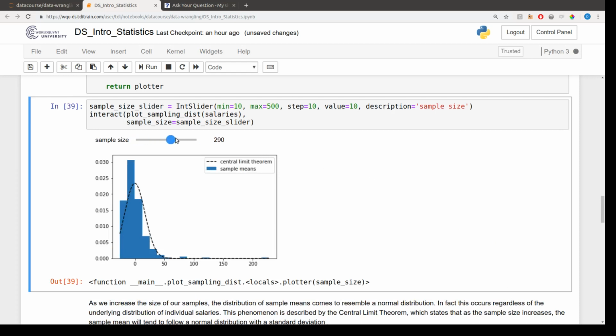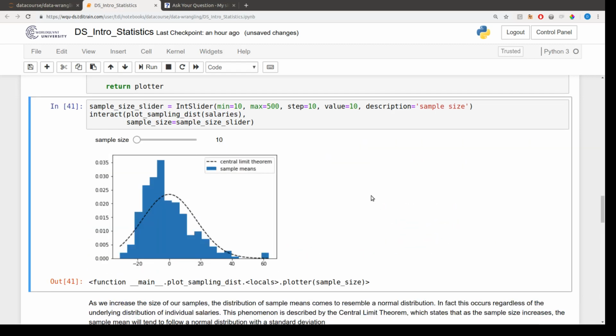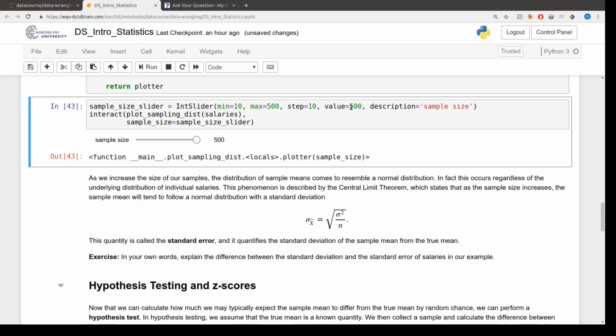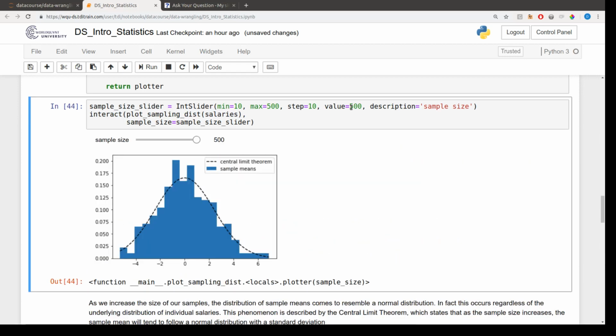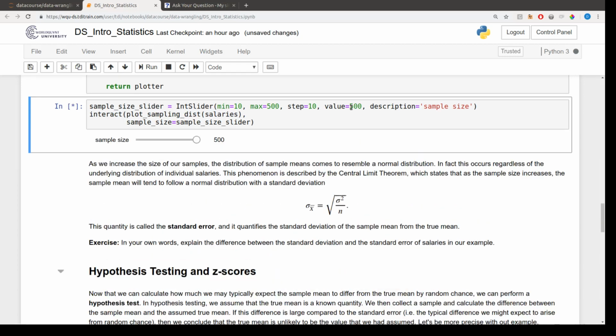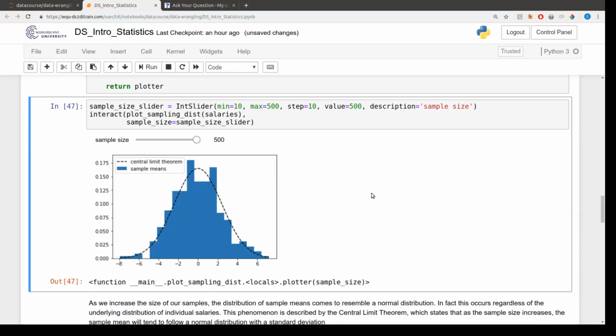But when we increase our sample size up to about 500, oh right, if I actually set this to be 500 here, then when I run this again and again, we see each time with a sample size of 500, the histogram much better matches that black dashed curve than it did when the sample size was 10. It's no longer skewed off to the left.